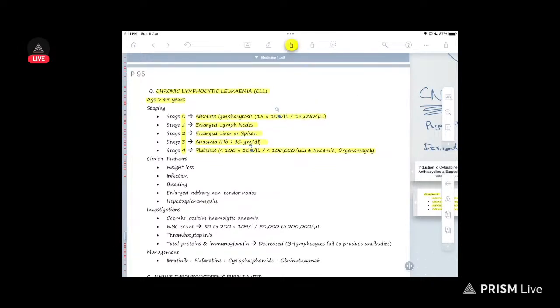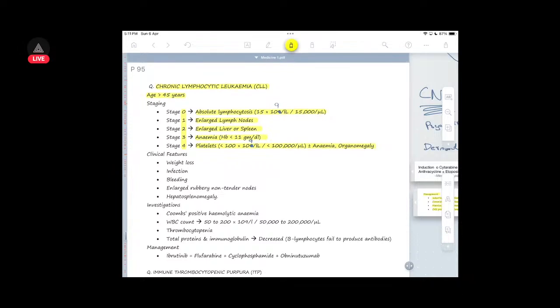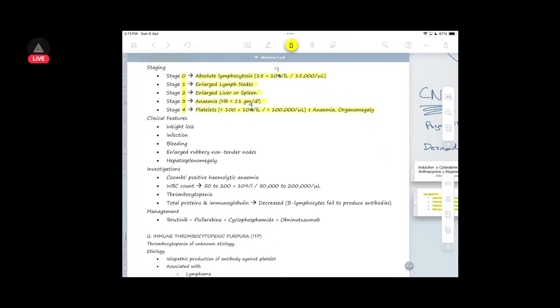So absolute lymphocytosis, enlarged lymph nodes, enlarged liver or spleen. You have anemia less than 11 gram per deciliter, and you have low platelets, with anemia and organomegaly. So clinical features, you have weight loss, infection, bleeding, large rubbery non-tender nodes, and hepatosplenomegaly.